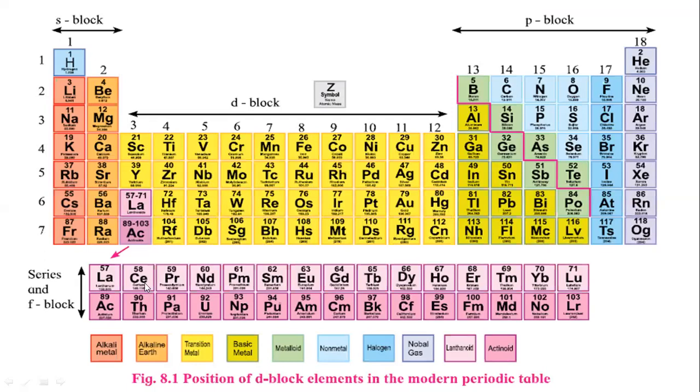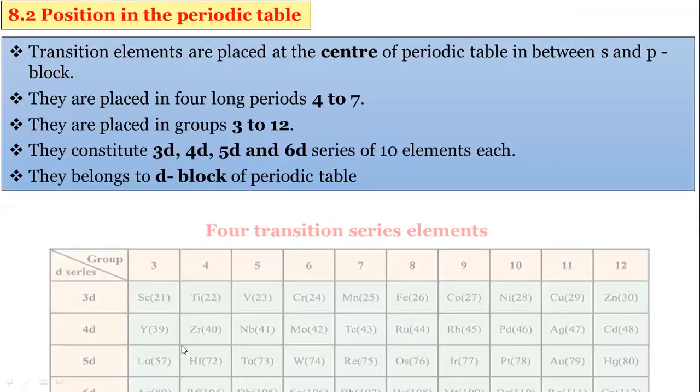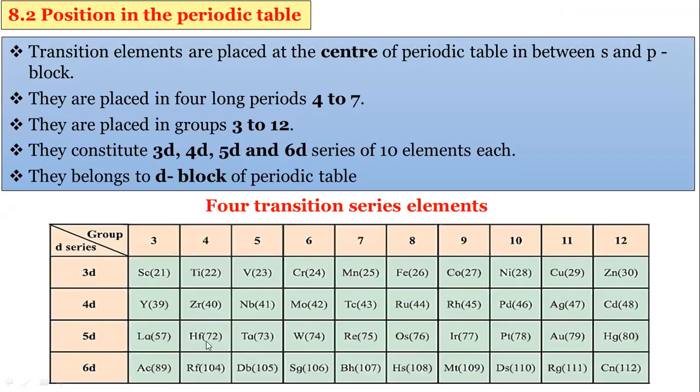58 to 71, these elements are not shown here in this series. See, directly 57 to 72 is given. So these lanthanides are not included, and actinides are also not included. We can see here 90 to 103, these 14 elements are also not shown in the actinide series. So this 3d series starts from scandium and ends with zinc.